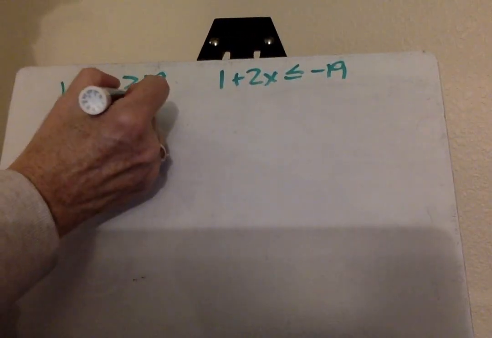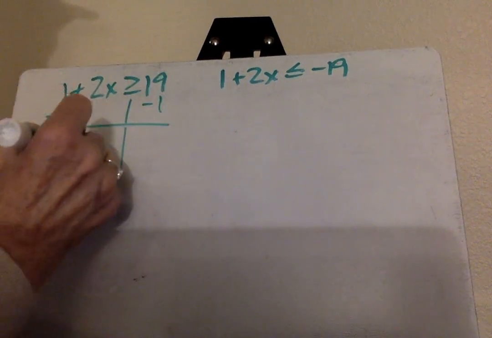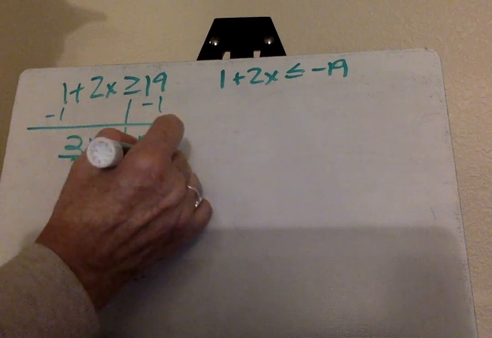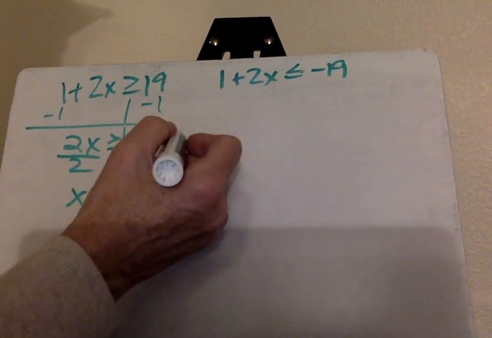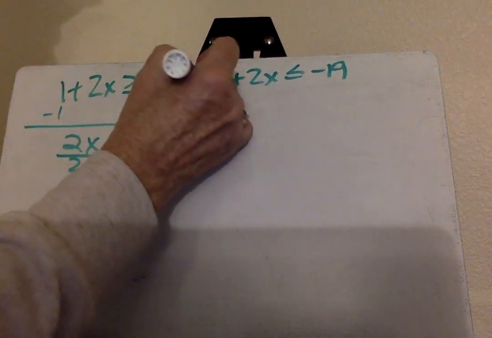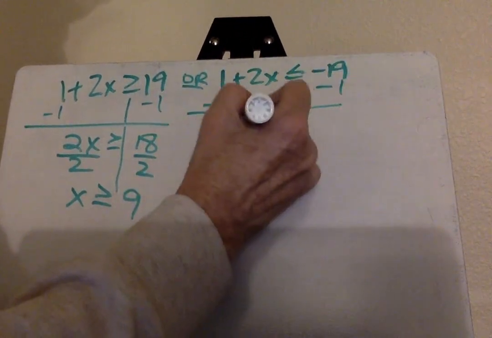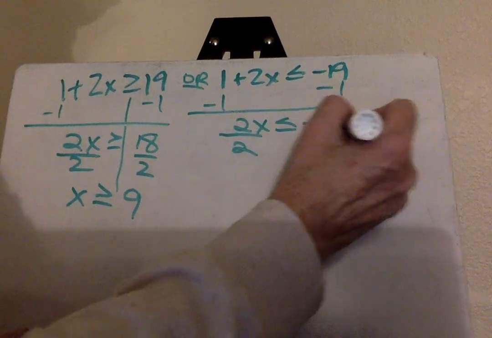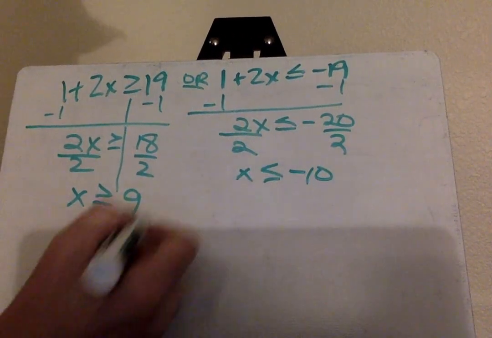Okay, line down the inequality sign, minus 1, minus 1. 2x is greater than or equal to 18. X is greater than or equal to 9. And I believe if it's a greater than, it's going to be an or. Minus 1, minus 1. 2x is less than or equal to negative 20. Divide by 2. X is less than or equal to negative 10.